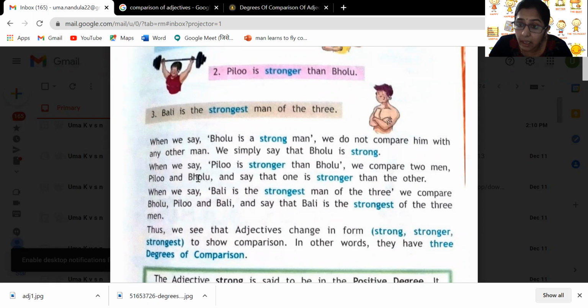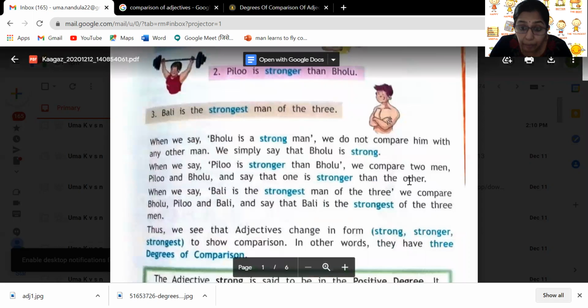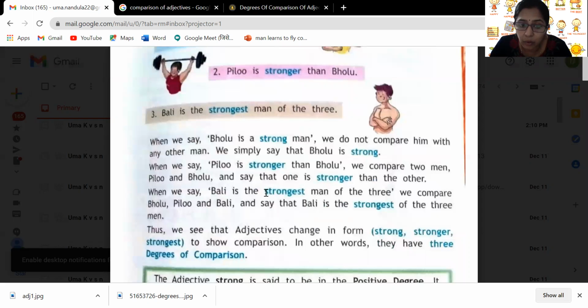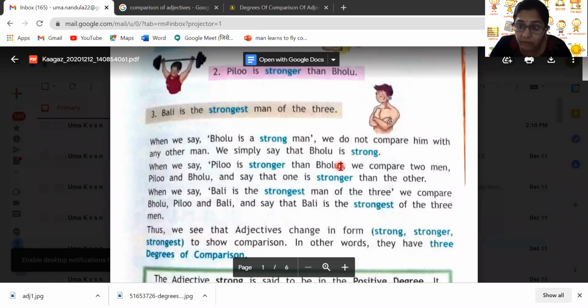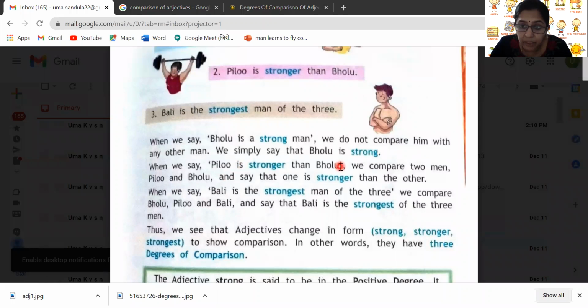When we say Pilu is stronger than Bolu, we compare two men, Pilu and Bolu, and say that one is stronger than the other. Yes or no? So we are comparing Pilu and Bolu, both of them. We are saying that he is stronger than Bolu. So instead of strong, we are using stronger than.